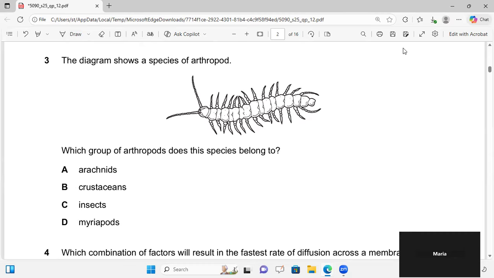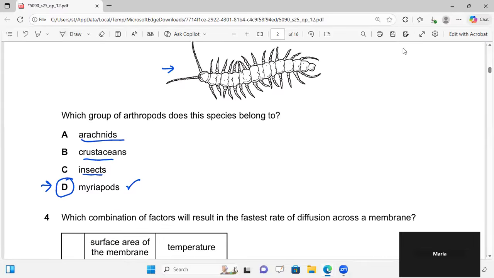The diagram shows a species of arthropods. Arthropods means related to insects. Which group of arthropods does this species belong to? It is a millipede or centipede, which has many legs attached to it. So these types of arthropods belong to the myriapods. Arachnids, crustaceans, and insects are the other classes of the arthropod phylum, and myriapods have a larger number of legs.